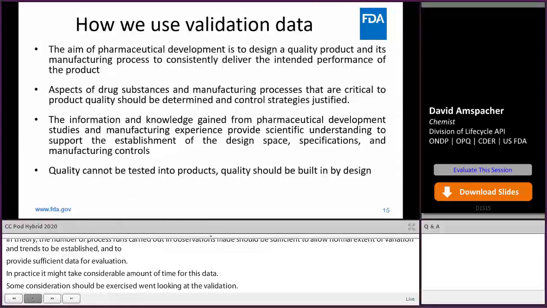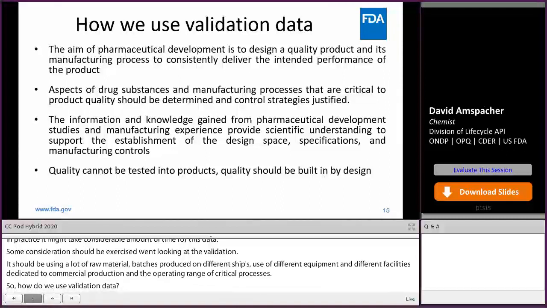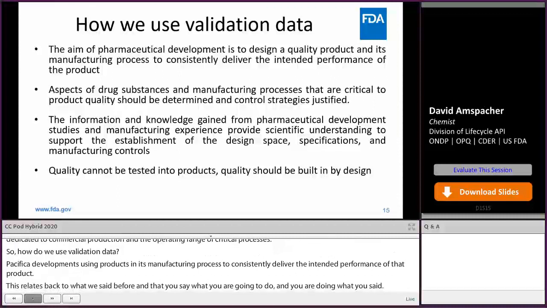The aim of pharmaceutical development is to design a quality product and its manufacturing process to consistently deliver the intended performance of that product. This relates back to what we said before, in that you say what you're going to do and you're doing what you said. So how do we, the FDA, know that you're doing what you said you were going to do? Aspects of drug substances and manufacturing processes that are critical to product quality should be determined and control strategies justified.